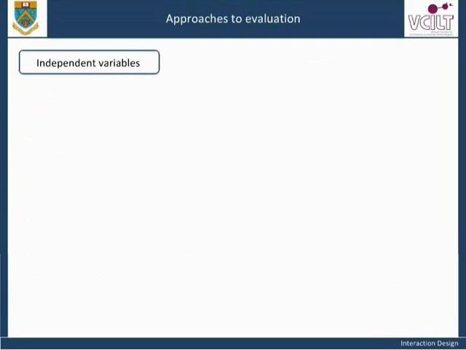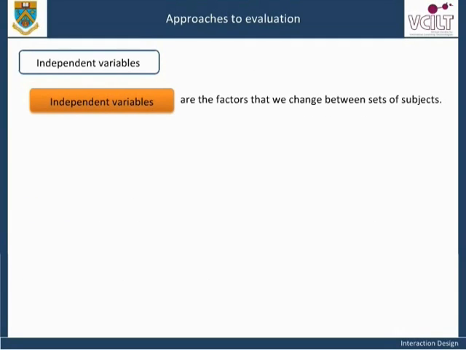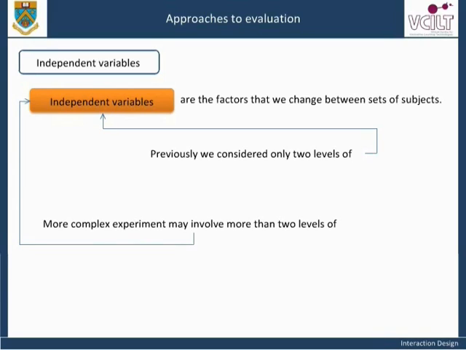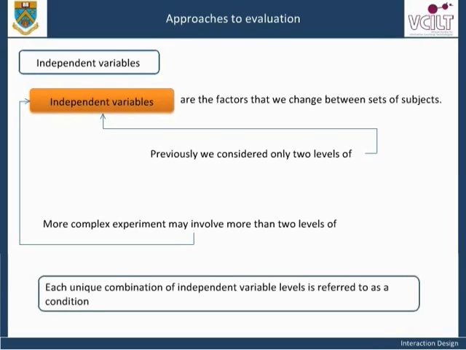As mentioned previously, independent variables are the factors that we change between sets of subjects. Previously, we considered the type of input as an independent variable, either mouse or trackpad. These are levels of the independent variable. In this example, there are two levels of the independent variable, but more complex experiments may involve more than two levels of independent variable, and may also involve more than one independent variable. Each unique combination of independent variable levels is referred to as a condition. So, for our simple example, there are two conditions in the experiment, one where subjects use a trackpad, and another where they use a mouse.